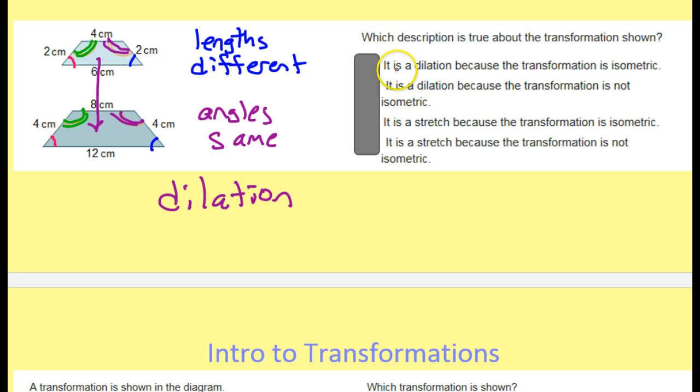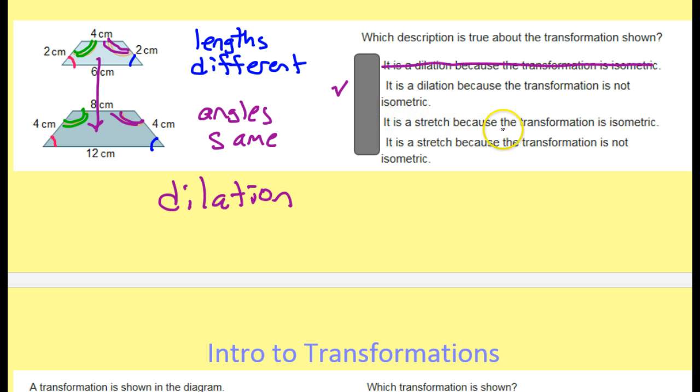So it is a dilation because the transformation is isometric. That's false. The transformation is not isometric, so that's false. It is a dilation because the transformation is not isometric. Maybe.